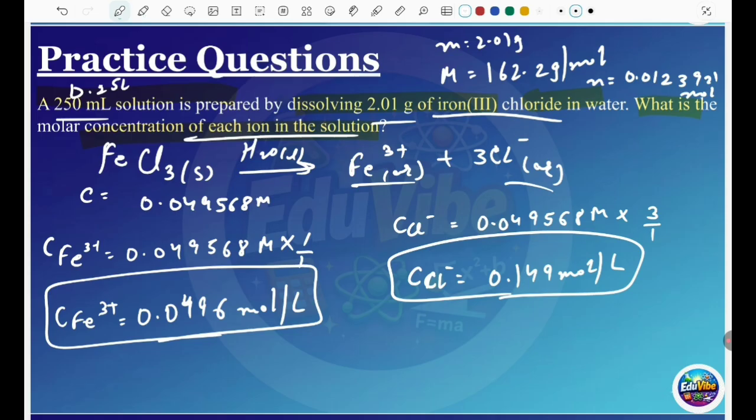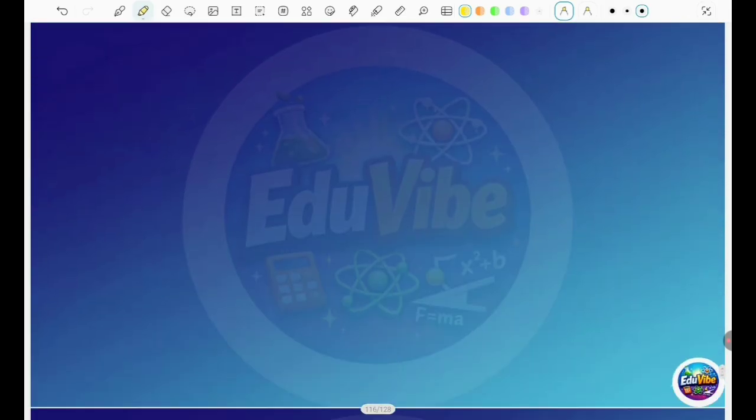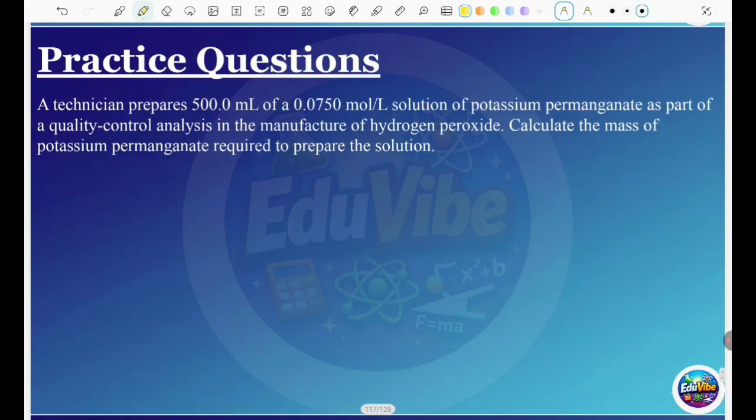So you know how to deal with those: required and given, coefficient of required and given. We already discussed this in lesson 2, concentration of ions in the solution, so you can go and watch that too. So this is how that question works. Next question we have over there.